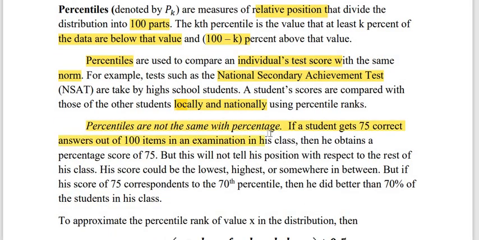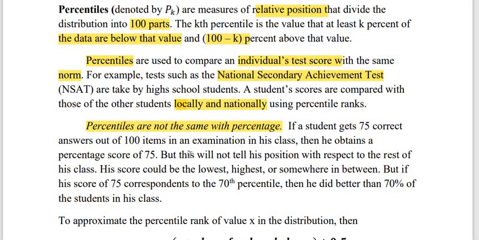So, just like what I've said earlier, percentiles are not the same with percentage. For example, if a student gets 75 correct answers out of 100 items in an examination in his class, then he obtains a percentage score of 75. Tama? But this will not tell his position with respect to the rest of his class. Pwedeng siya yung lowest, pwedeng siya yung highest, or somewhere in between.